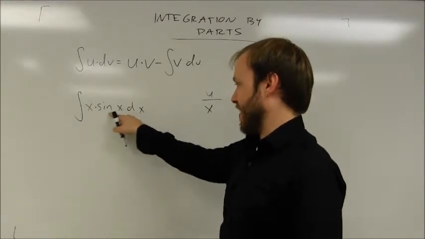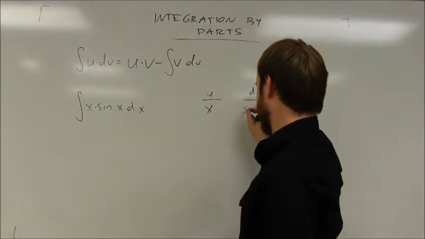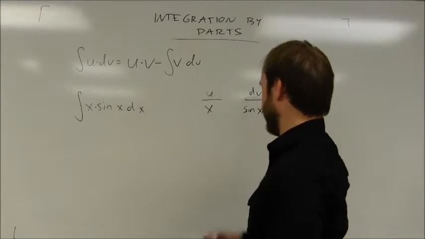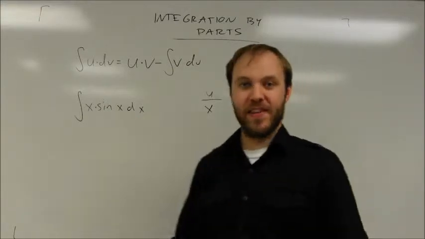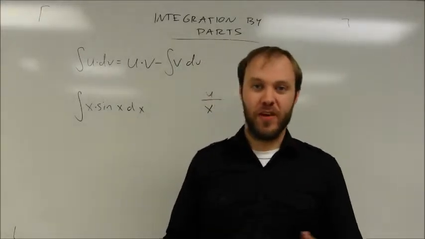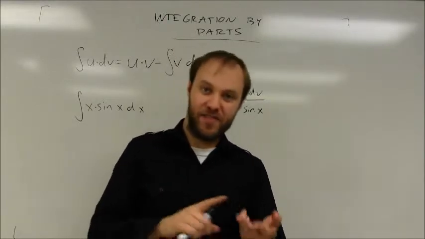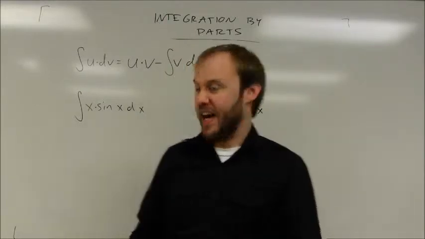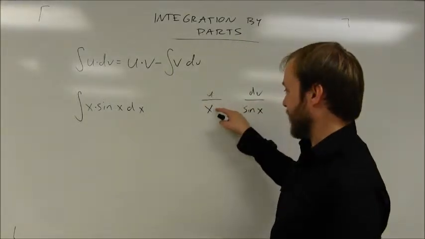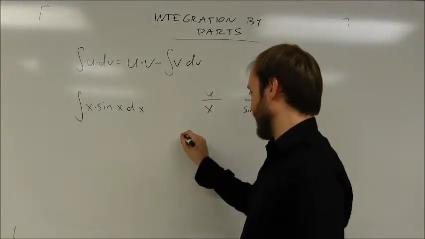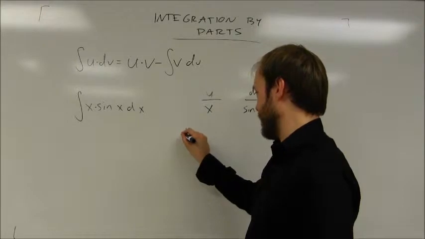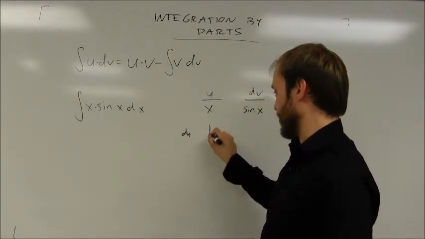I'm going to pick this to be my derivative value, my dv. So I'm just going to write that as sine of x to simplify things here a little bit. And basically you need to fill in the missing values. So basically we have some function u and its derivative du. We have a function v and its integral dv. And that's what we have here. So I don't know the derivative of this yet, so I want to find the value of du. So the derivative of x is just 1.